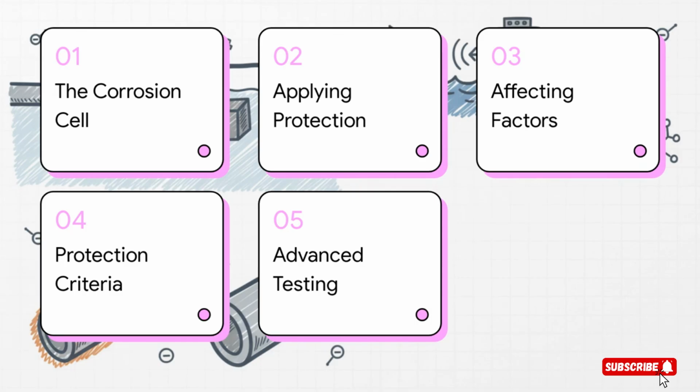Okay, so here's our game plan. We're going to start with the problem itself. What exactly is a corrosion cell? From there, we'll build up to the solution, cathodic protection, and we'll look at how it's applied, what kind of real-world things affect it, and how we actually measure if it's working.